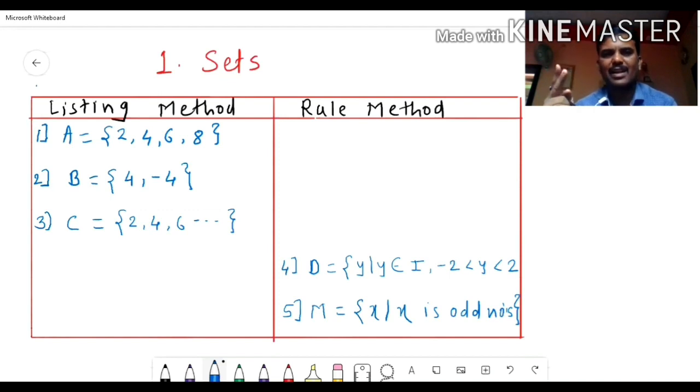After learning the two concepts, the listing method and the rule method, now we are going to take some examples. Some examples are converted from listing to rule, and some from rule to listing. The first example is A is equal to {2, 4, 6, 8}. You have to identify what the property is here. I think it is even numbers, but all even numbers are not there. It is limited even numbers.